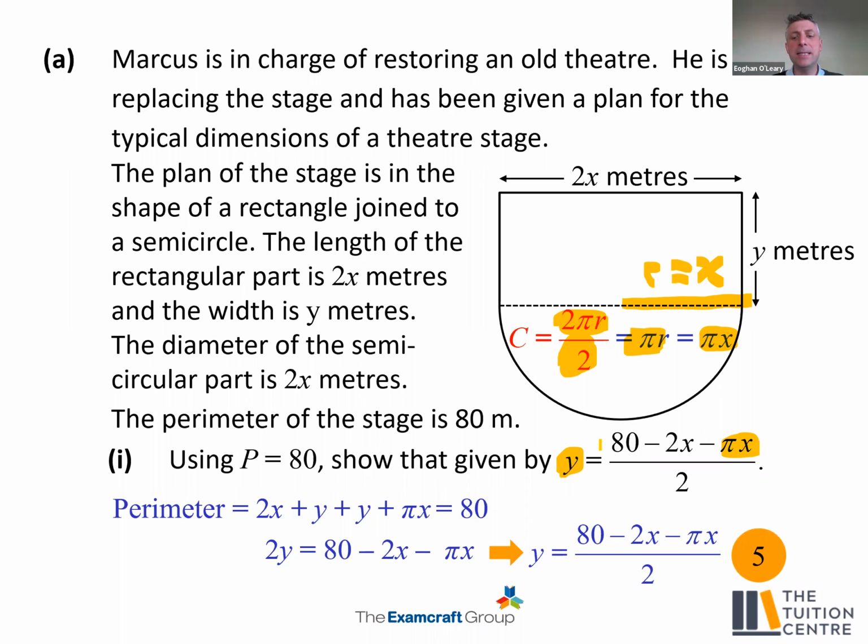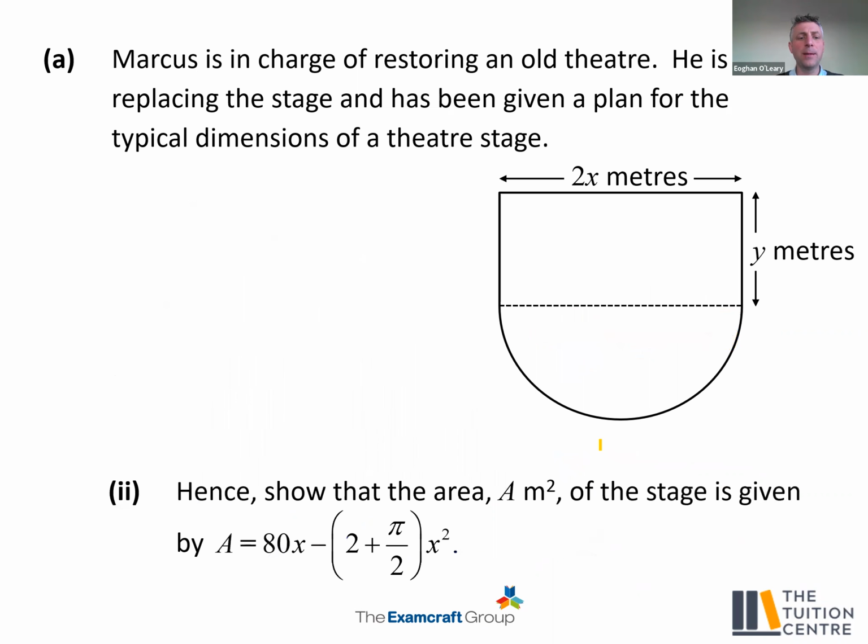Now, the good thing is, even if you didn't get that right, even if you made an error, you can still continue. We have our perimeter now, y equals 80 minus 2x minus pi x over 2. It says, hence show that the area of the stage is given by area A equals 80x minus 2 plus pi over 2 x squared. And of course, hence tells us we have to use the information we've just gotten from part 1.